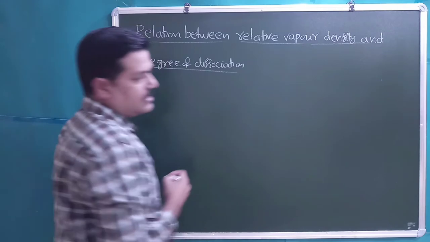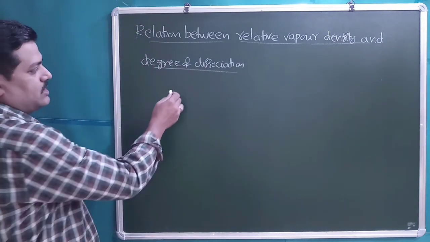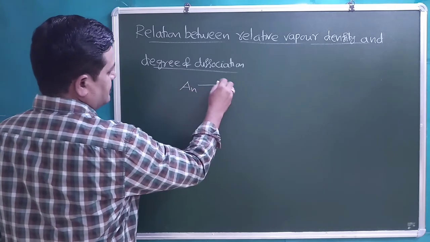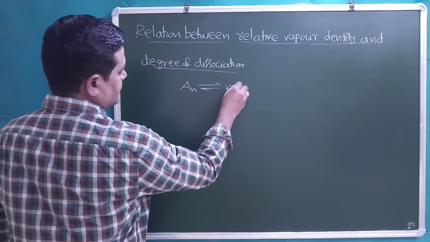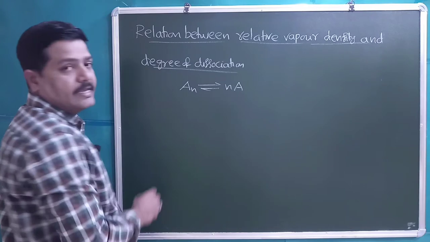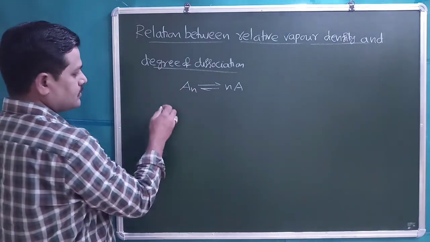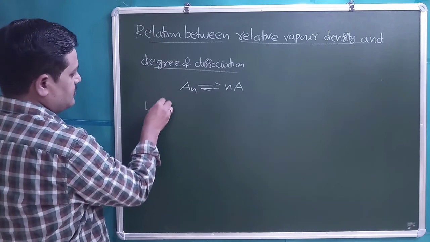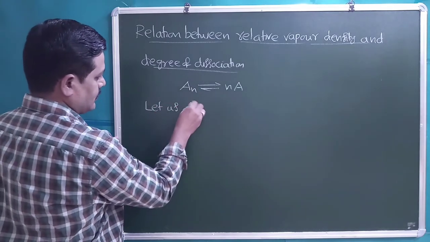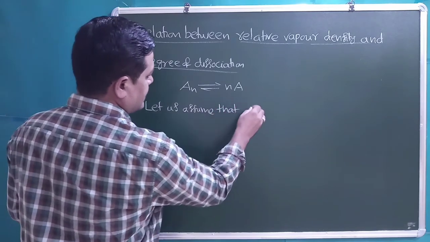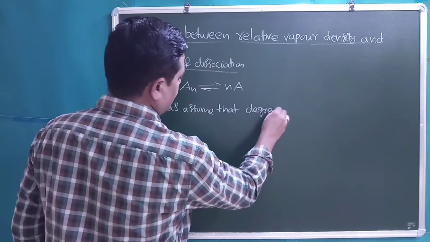Students, let us consider a hypothetical reaction which is in equilibrium. AN gives rise to nA. Dissociation of AN will give nA, which is in equilibrium. Let us assume the degree of dissociation as alpha.